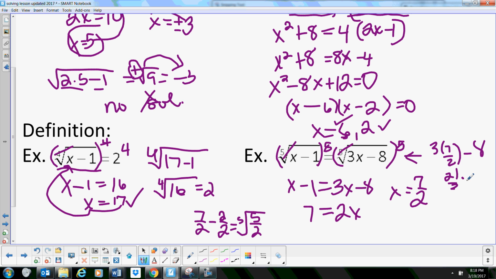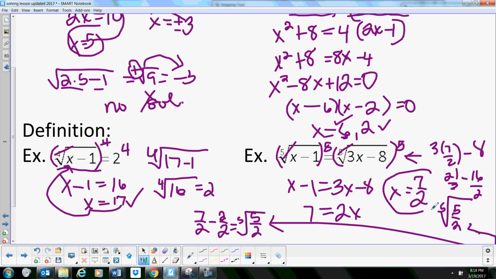So that's minus 16 halves, which leaves us with 5 halves. And that's all under a fifth root. And notice these two are equal. They're equal. Therefore, that is a good solution. So 7 halves is a solution.